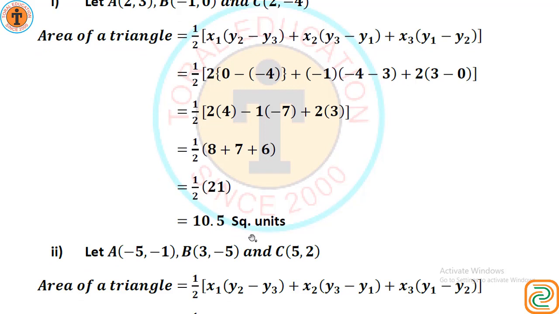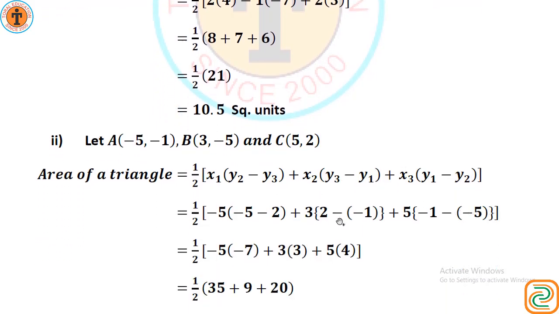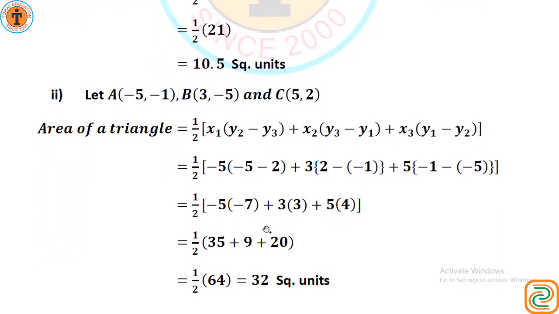Question number 2 in the first: A (minus 5, minus 1), B (3, minus 5), C (5, 2). Okay, now we have the same formula. Look at here, half [x1 bracket (y2 minus y3), x2 bracket (y3 minus y1), and x3 bracket (y1 minus y2)]. This is simple formula.